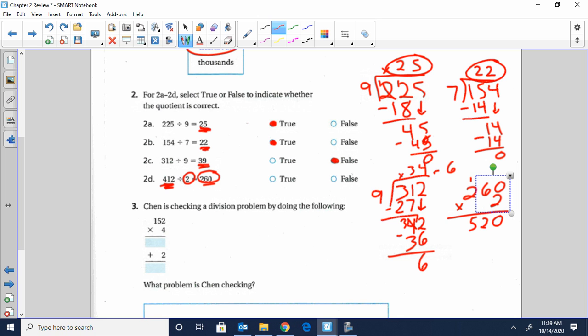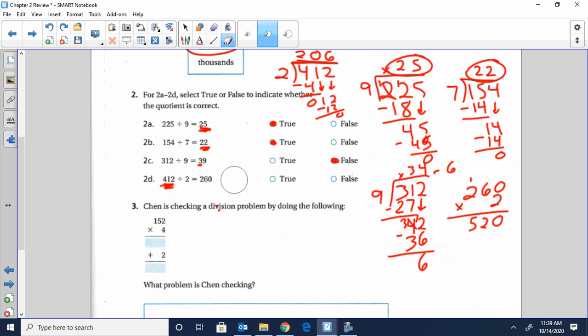If we wanted to actually check it with division, 2 goes into 4 twice. Bring down the 1. 2 goes into 1 0 times. So that's already an indication it's not going to match. If I bring my next 2 down, 2 goes into 12 6 times. I should get 206, not 260, which is written right here. So that is also a false statement.